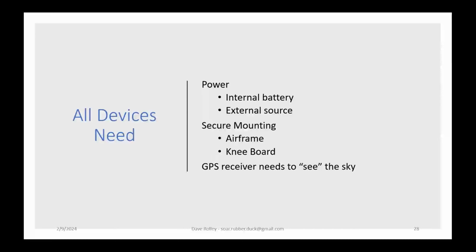All of these devices are going to need power. So we've either got an internal battery or we've got an external source that's plugged into it. All of them are going to need some kind of secure mounting. So you're going to have some kind of arm that mounts it to the airframe in some fashion, or it's got to be on a knee board. But you can't just set this thing on your lap and have it floating around in the cockpit, especially in turbulence. They will have GPS receivers, and so you need to have a little bit of a feel for where the antenna is on the device to make sure that it can see the sky. And it doesn't do any good to put the GPS antenna buried down in the cockpit somewhere.